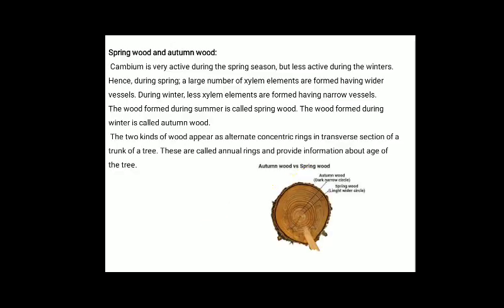Then spring wood and autumn wood. Cambium is very active during the spring season but less active during winters. Hence, during spring, a large number of xylem elements are formed having wider vessels. During winter, fewer xylem elements are formed having narrow vessels. The wood formed during spring is known as spring wood. The wood formed during winter is called autumn wood. The two kinds of wood appear as alternate concentric rings in the transverse section of the trunk of a tree.